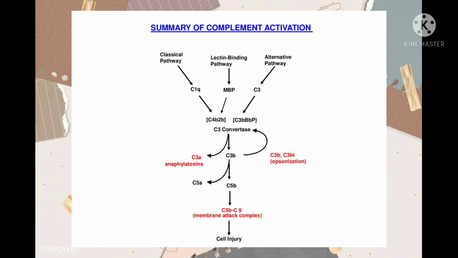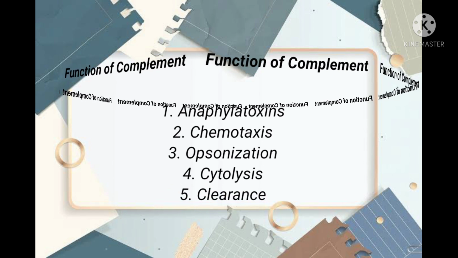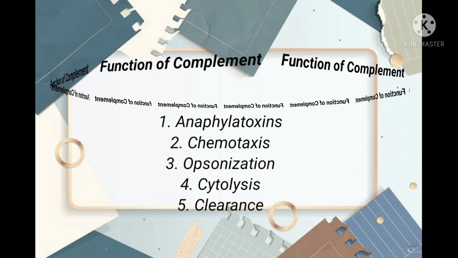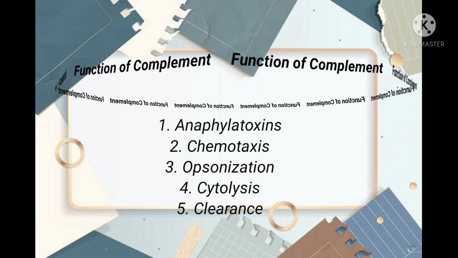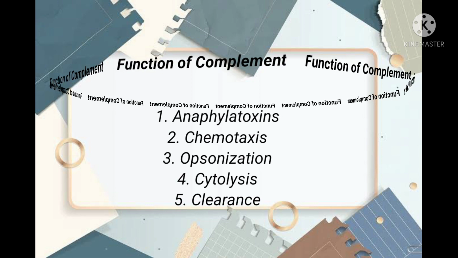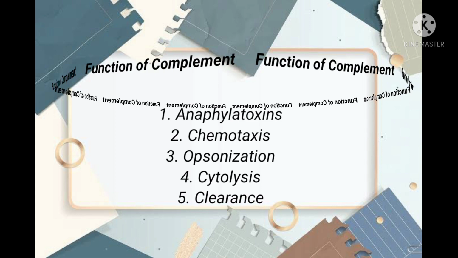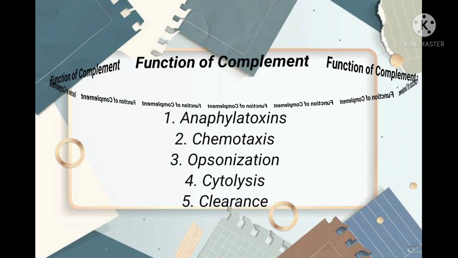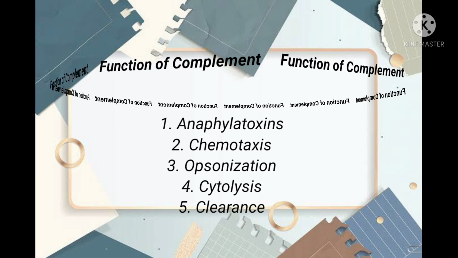This is now the summary of the complement activation system from the classical pathway, alternative pathway, and lectin pathway. Next are the functions of complement. First are the anaphylatoxins. C3a and C5a cause mast cell degranulation. It releases vasoactive mediators, histamine, causing anaphylaxis and allergy. Vascular changes include dilation and increased permeability or edema.